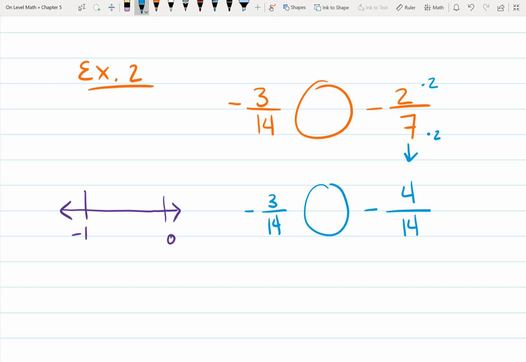Now, on my number line, I'm just going to very sloppily place these. I'm comparing the numerators. So I've got -3 and -4. Well, -3 will be generally here, and then -4 will be after, so it'll be a little bit closer to that -1. So which number is farthest away from 0? The -4. So the -4 has the smaller value, which means the -3 is greater than the -4.